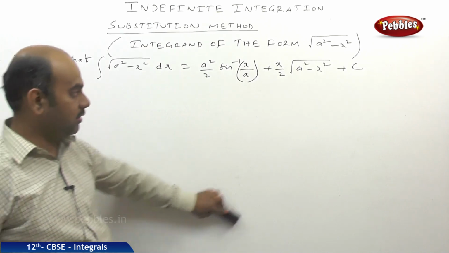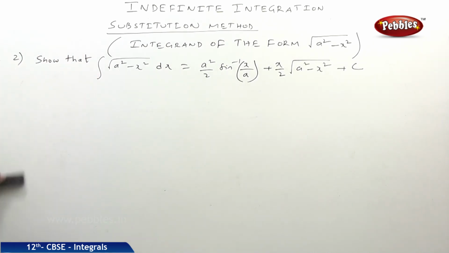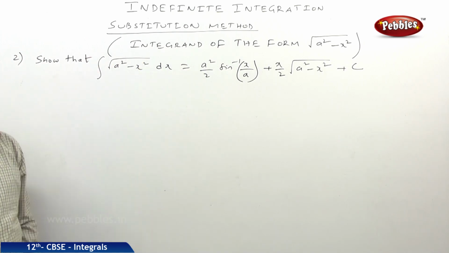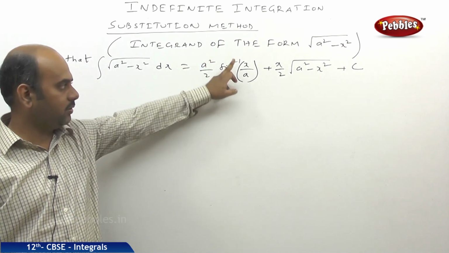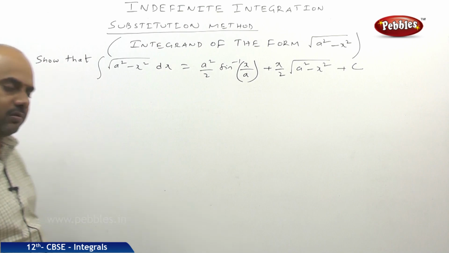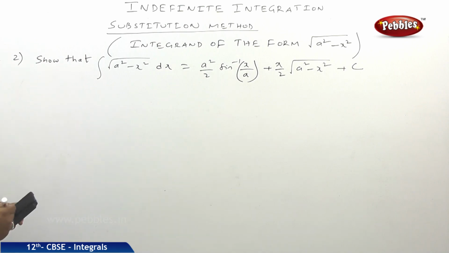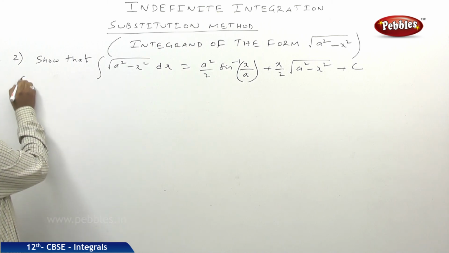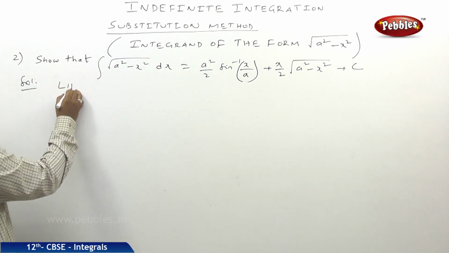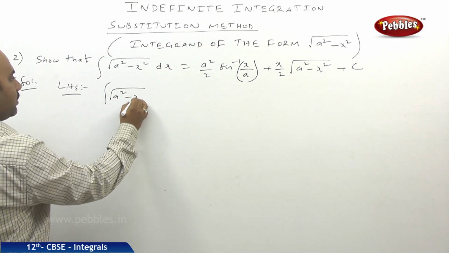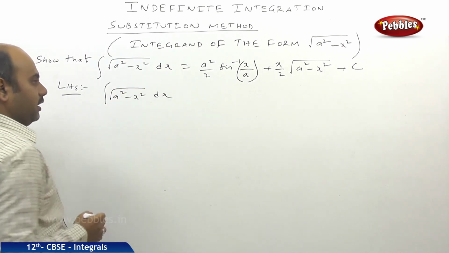Now we shall be seeing one long answer question, and you should remember this as a formula also for competitive examinations. Show that integral of under root of a square minus x square dx is equal to a square by 2 sin inverse x by a plus x by 2 under root of a square minus x square plus c. So here I will take LHS. LHS means left hand side, under root of a square minus x square dx.